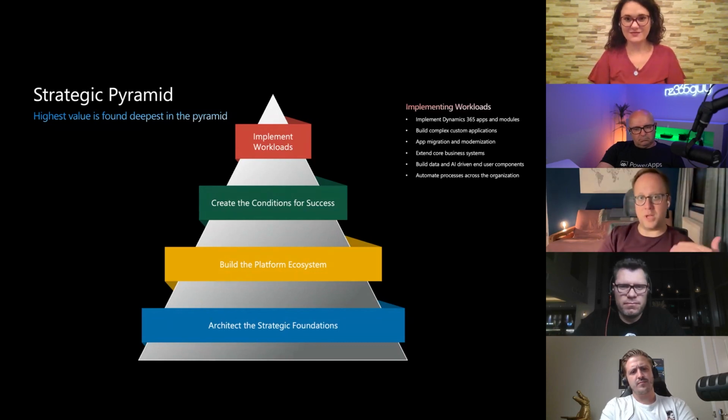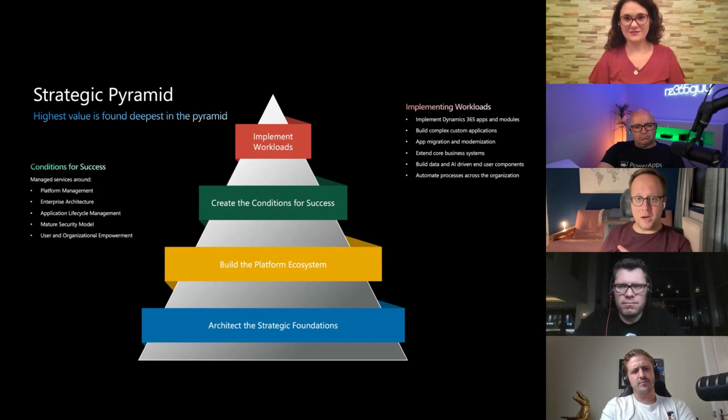Next layer down, we have creating the conditions for success. Now, a lot of organizations and a lot of people have sort of wrapped this in the cape of governance over the last couple of years. And I think we can talk more about this, right? How we've often conflated this idea of governance and enabling or creating conditions for success. But these are the services that make it possible to implement workloads.